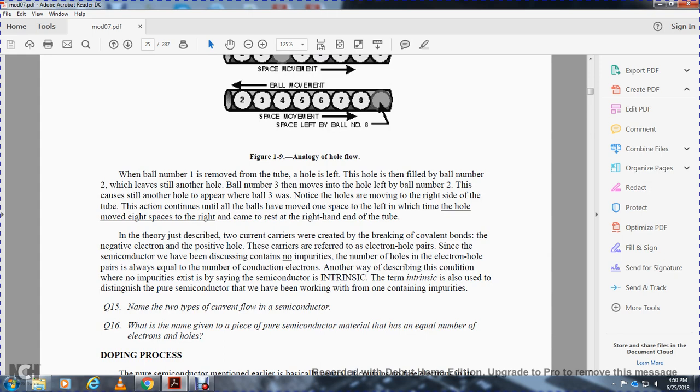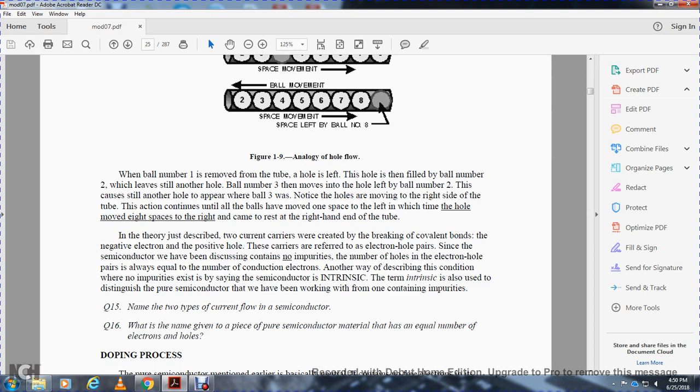This action continues until all the balls have moved one space to the left, at which time the hole has moved 8 spaces to the right and come to rest at the right-hand end of the tube. In theory, this describes the two current carriers that were created by the breaking of the covalent bond: the negative electron and the positive hole. These carriers are referred to as the electron-hole pair, since the semiconductor we have been discussing contains no impurity.